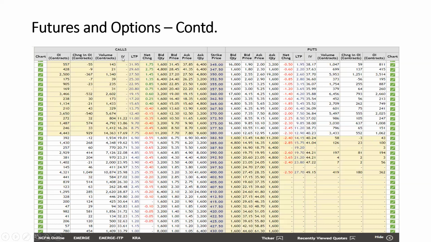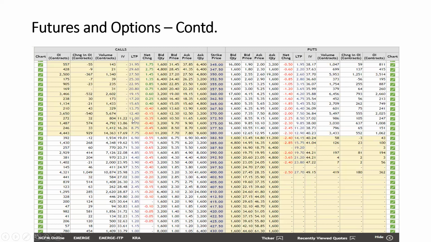IV, intrinsic value. Let us assume the spot price is 385. If the intrinsic value is very high, the premium will be super high. If the premium has to be low, it means the intrinsic value should be less. LTP is the last traded price for the strike.